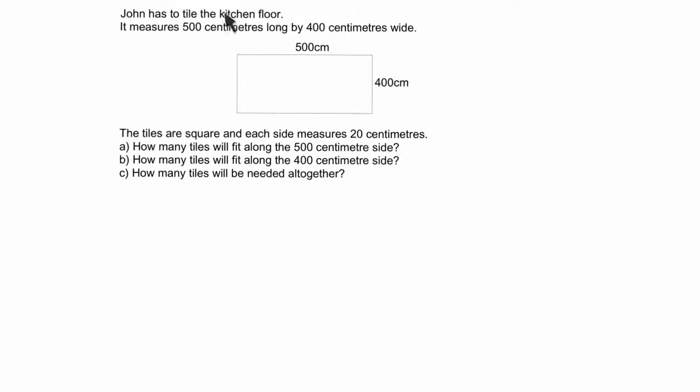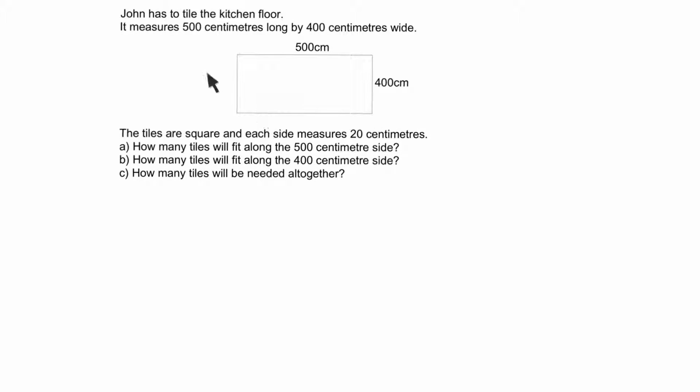John has to tile the kitchen floor. It measures 500 centimeters long by 400 centimeters wide. So this is the kitchen floor, 500 centimeters long by 400 centimeters wide. The tiles are square and each side measures 20 centimeters.